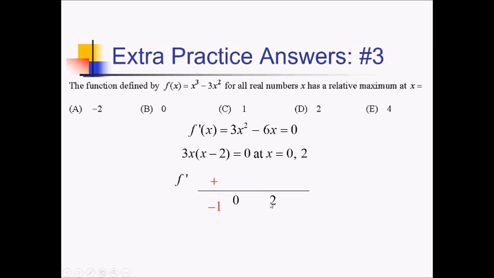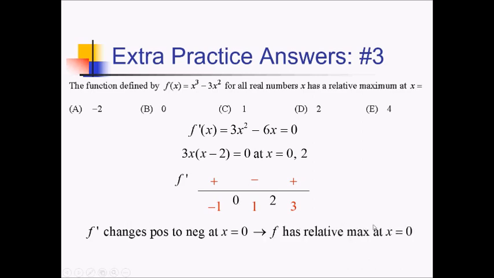Number between 0 and 2, 1 is a good one. That gives me a positive times a negative, so negative. And then bigger than 2, let's try 3. Positive, positive, that comes out positive. So I notice here that I'm changing my f prime from positive to negative at x equals 0. Therefore, f has a relative max at x equals 0, and we pick answer choice B.